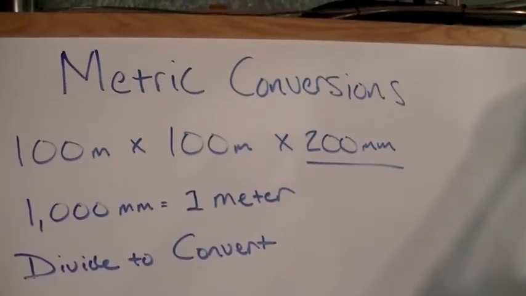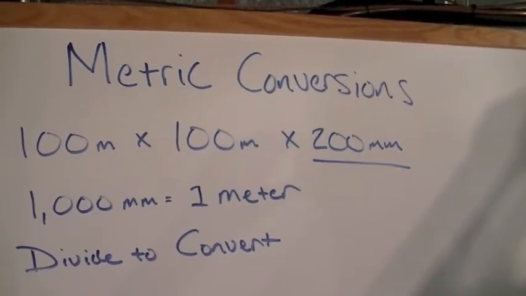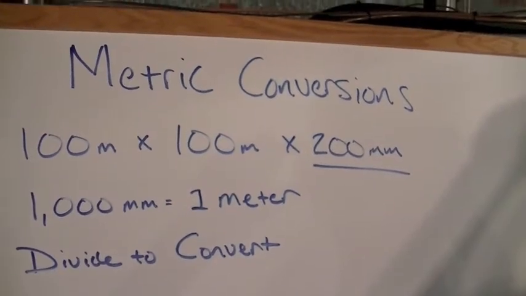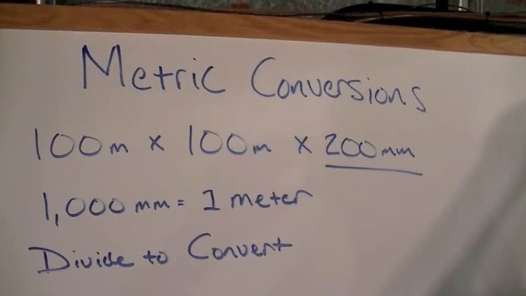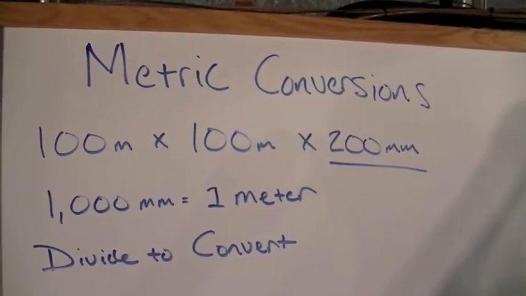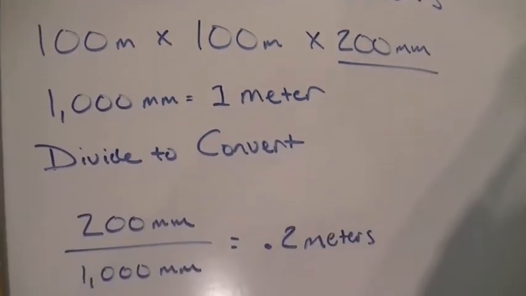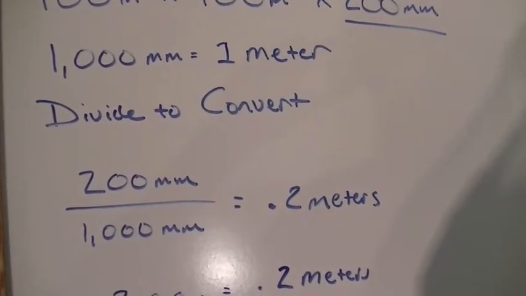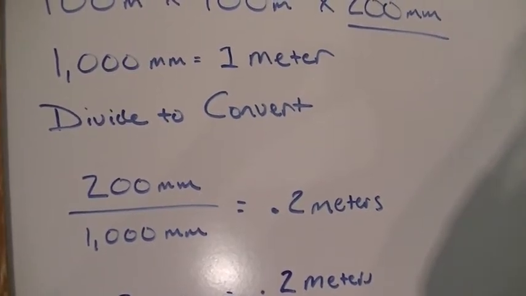All right, Chieftains, so here we are back to the parking lot problem of meters and millimeters. Remember, this is where some metric knowledge pays off. 1,000 millimeters is equivalent to 1 meter. So all we have to do is divide millimeters by millimeters to convert 200 millimeters to meters. So 200 millimeters divided by 1,000 millimeters gives you 0.2 meters, okay?